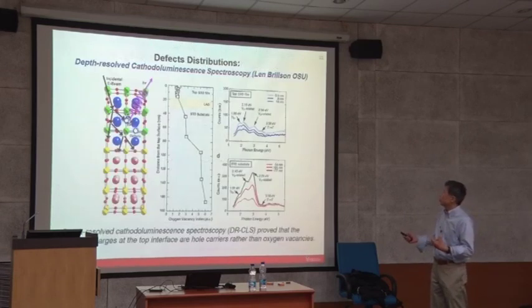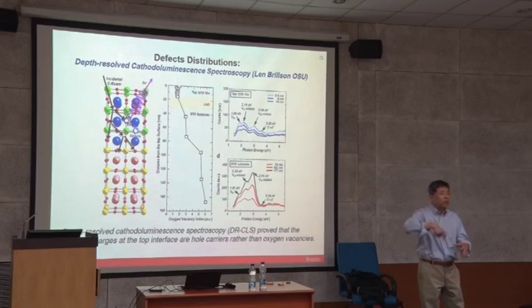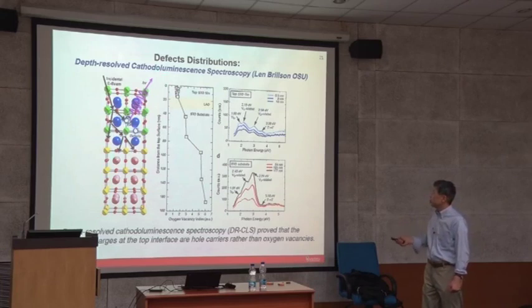The technique we use is depth-resolved cathodoluminescence measurement, a spectroscopy measurement, and this technique measures the defect states. So you have defect transitions in cathodoluminescence. The way they do it is depth resolution: they measure the depth profile by changing the energy, and then they determine the spectra, photon energy versus intensity, for different thickness regions, like 0.5 nanometer, 8 nanometer, 14 nanometer. This is the top STO and this is the bottom LAO/STO. You measure this by cathodoluminescence.